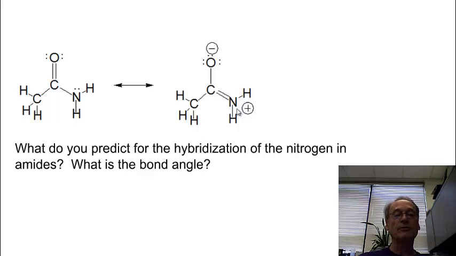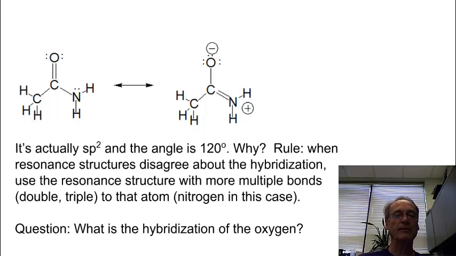Is it possible for the angle to be both 109.5 and 120 degrees? No, it's not. Why not? Because both structures are in effect at the same time. So it can't be both 120 degrees and 109.5 degrees at the same time. The answer is it's actually sp2 hybridized, and the angle is 120 degrees, in other words, trigonal planar.